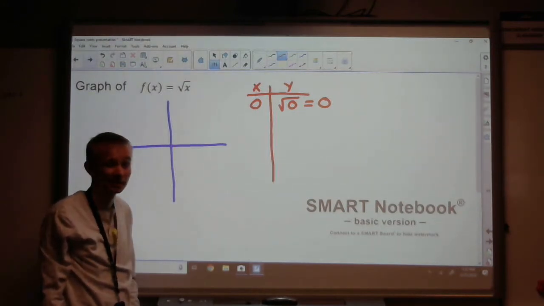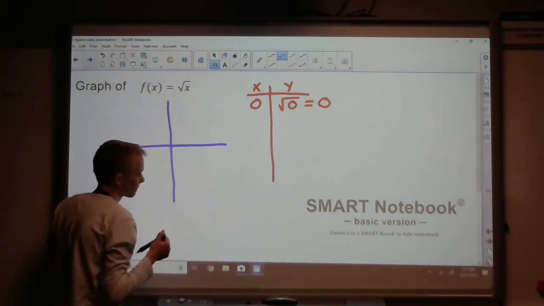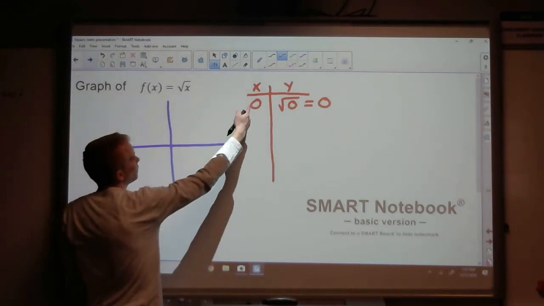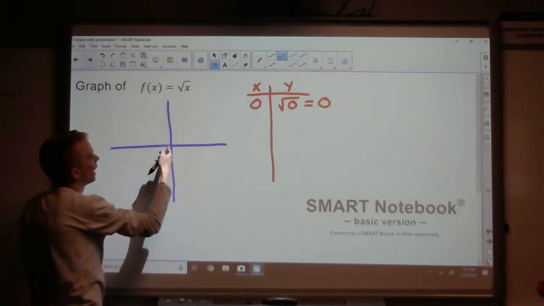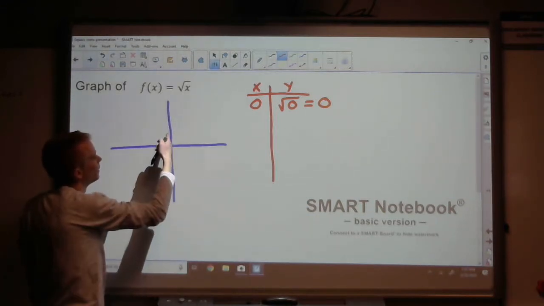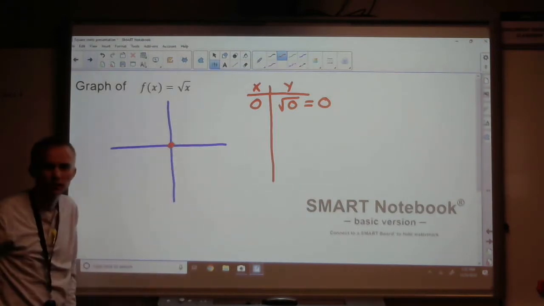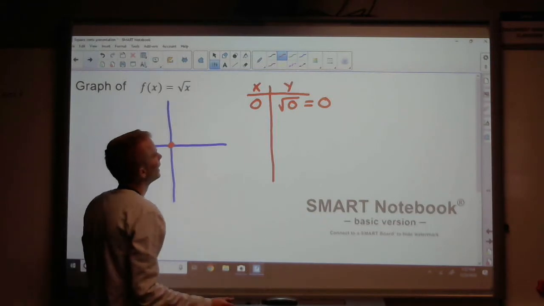Throw that in the calculator if you're not sure. The square root of 0 is 0. Okay? So we're going to be at the point when x is 0, y is 0. So x is 0 is here, y is 0 is here. So we're just here at the origin, the point 0, 0. Okay? Let's plug in another value.